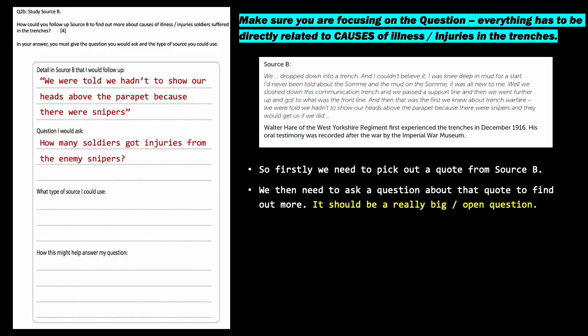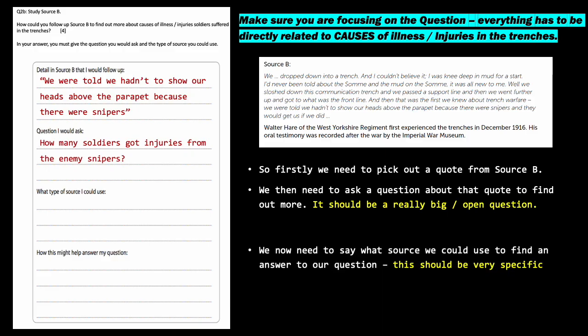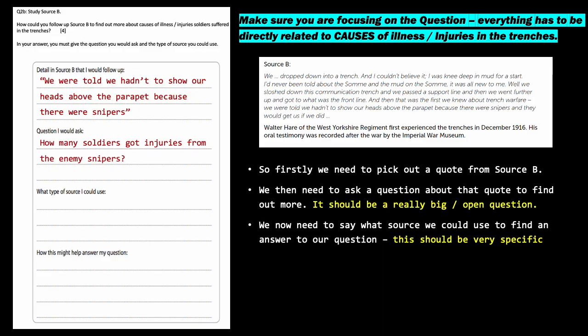Can you see hopefully how that's nice and open, but is related to the quote that I have picked out for the first little section. All right, we now need to say what source we could use to find an answer to our question. This now should be really specific. Don't say a diary or diaries or source B or source C.